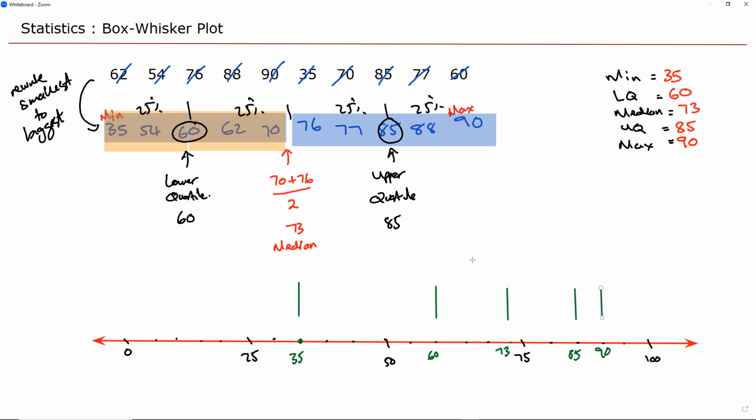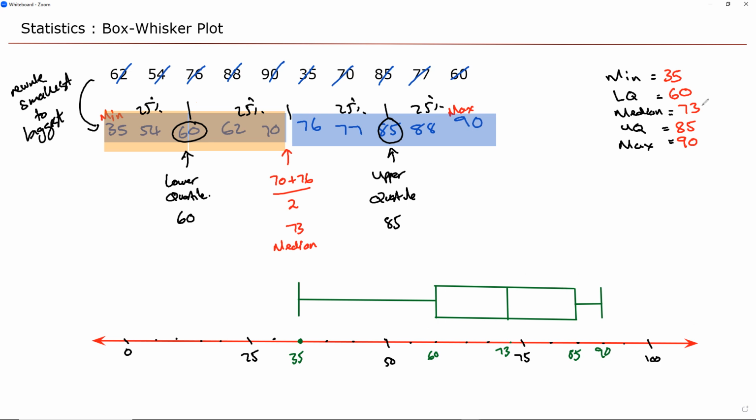Now, the central three vertical lines form a box. And the other ones, we connect the whiskers to the box. What this eventually shows us quite clearly is where our data lies. The majority of our data lies on this half of the range. So this class did quite well.